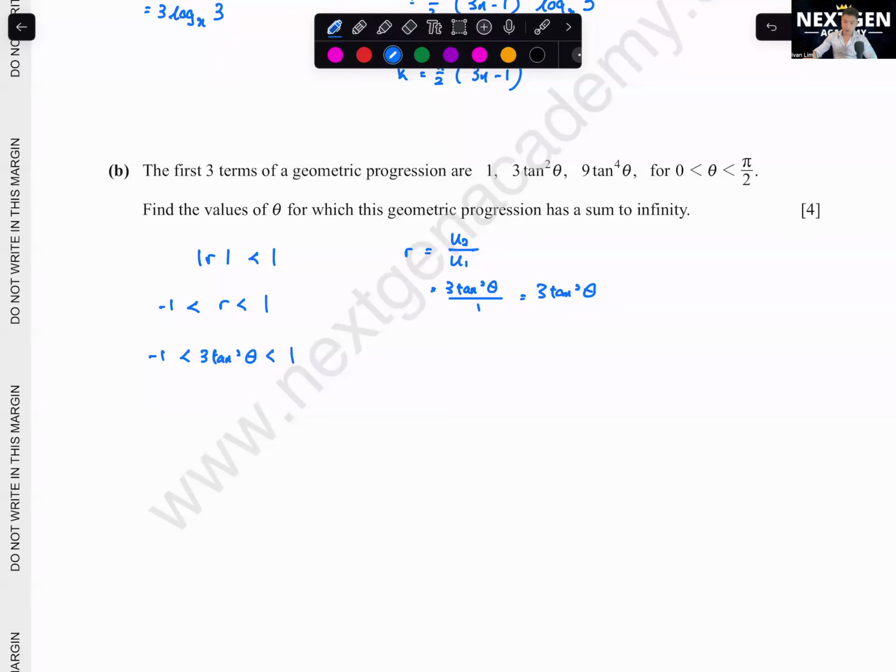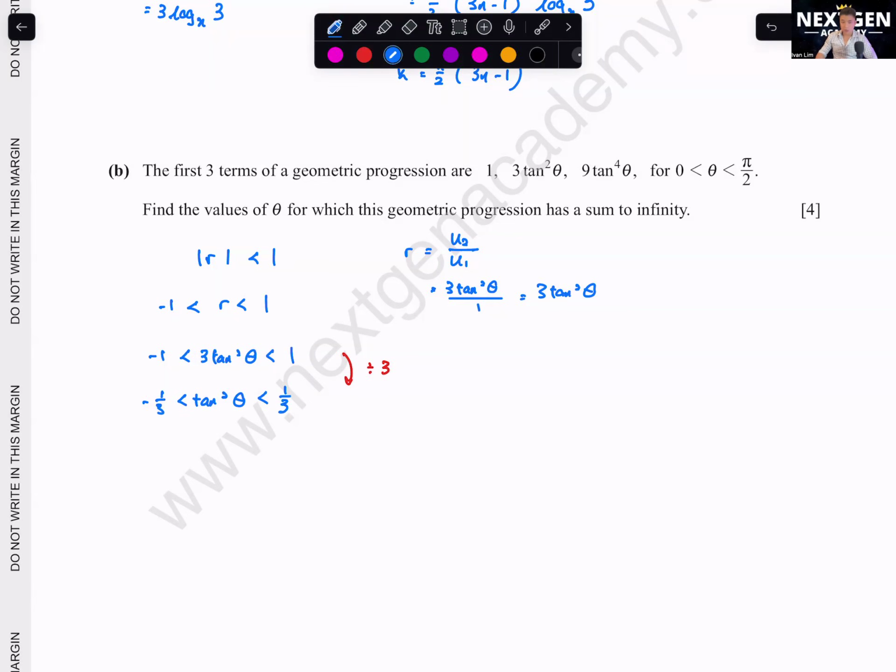Okay. If you don't know, don't worry. We just solve it as it is first. So we divide by 3 on both sides. So tangent squared theta is less than 1/3. Okay, from here, what do we do?